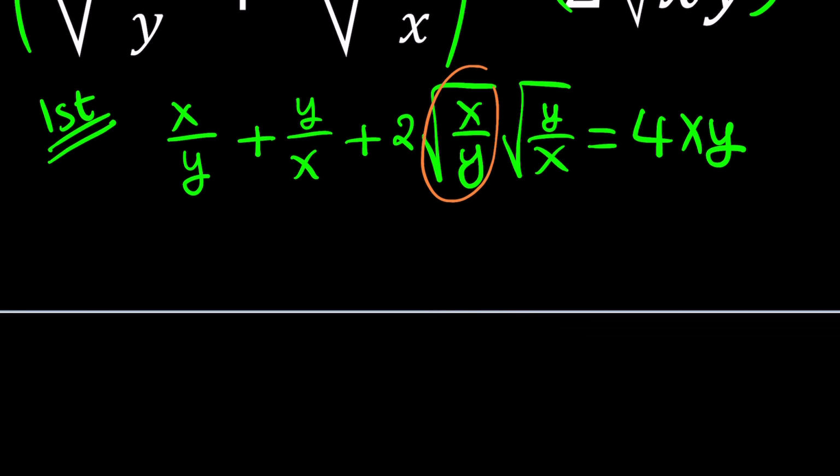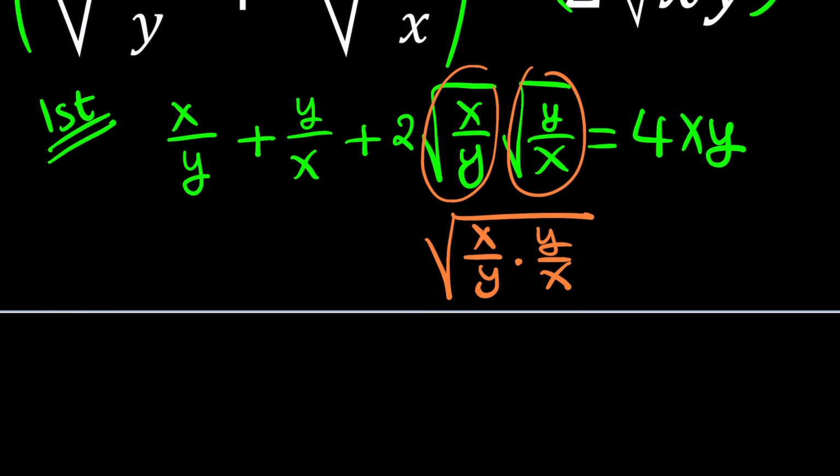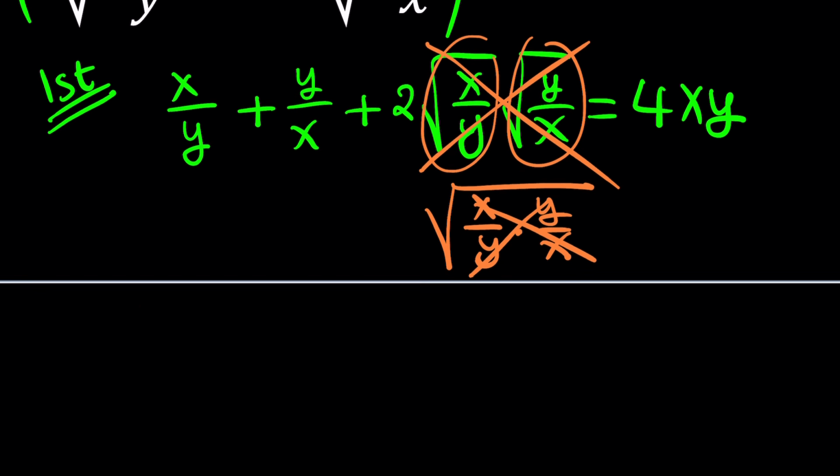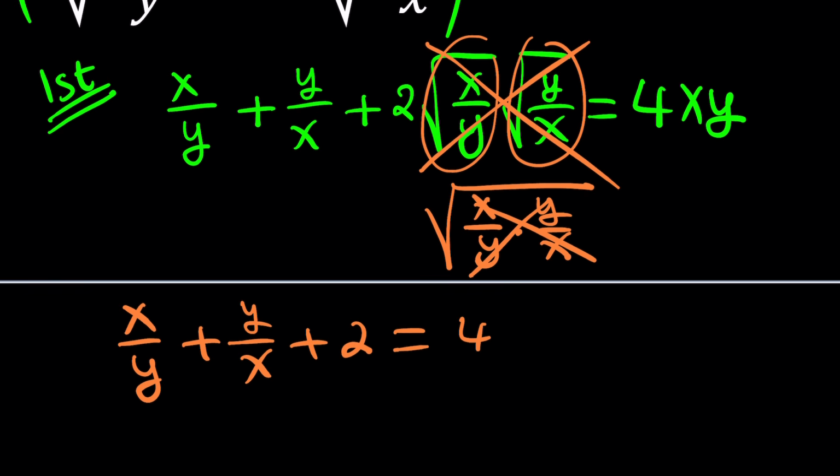So we can go ahead and actually multiply these under the same radical like this. Square root of x over y multiplied by y over x. But wait a minute, isn't that equal to 1? Absolutely. That's why these two are reciprocals and they just totally cancel out. So that leaves us with x over y plus y over x plus 2 equals 4xy.